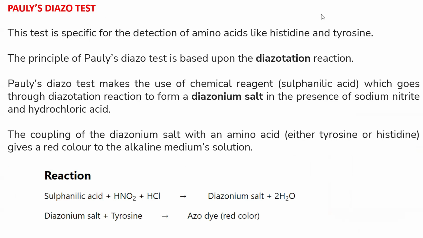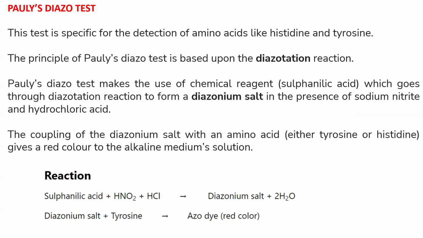First, we need to understand that Foley's reagent is made up of some components, including sulfanilic acid. This sulfanilic acid undergoes a diazotization reaction to form a diazonium salt in the presence of sodium nitrite and hydrochloric acid. Look at this reaction: sulfanilic acid reacts with nitrous acid plus HCl to produce diazonium salt plus water. This diazonium salt reacts with tyrosine to produce an azo dye, which is red in color.